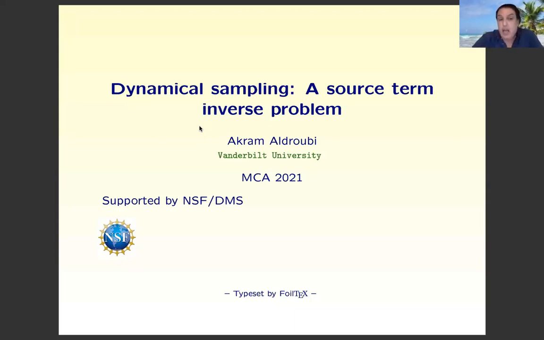And today, there are many problems really in that realm. Today I'll be talking about what I call source term dynamical sampling, a source term inverse problem. So basically you sample a function that is evolving in time, and you want to recover the function that is driving this function to evolve. I'll explain that a little more.